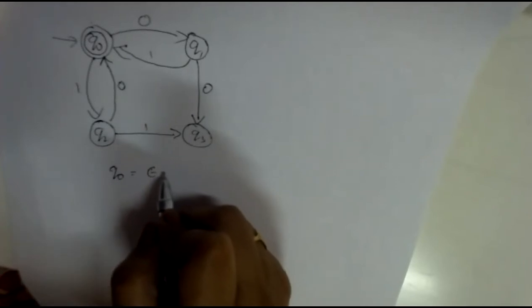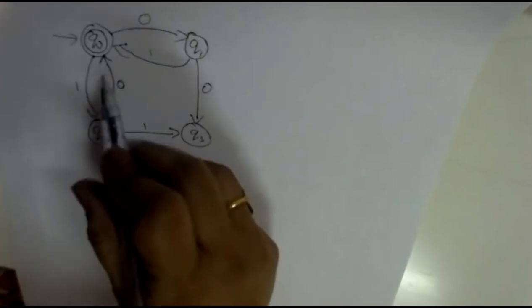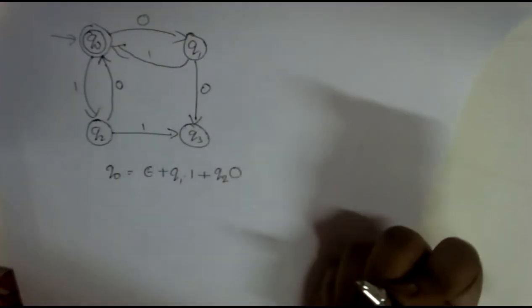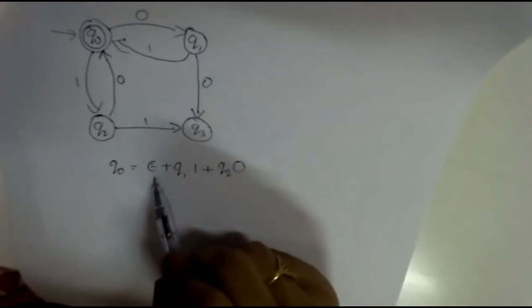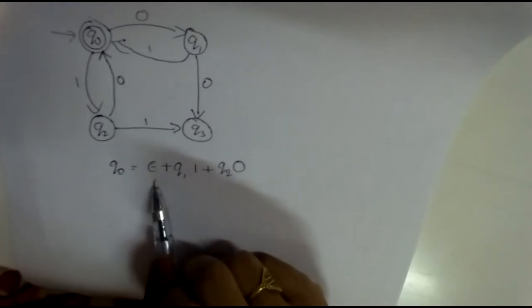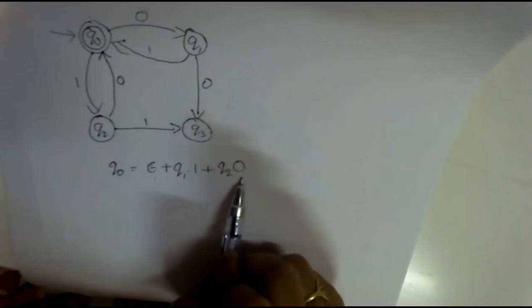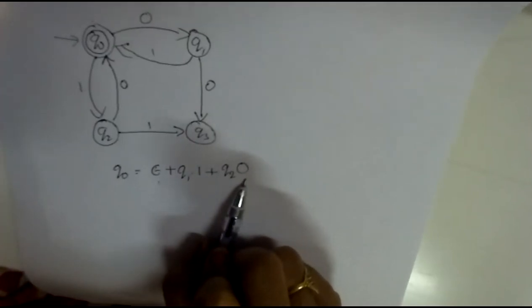And where is epsilon? Q1 with 1, and Q2 with 0. Snehal, even you missed epsilon. Please don't miss epsilon. If you miss epsilon, your answer may go wrong. Yes, Utkarsh, right. Q1, 1, Q2, 0. Students, if you have any doubt, stop me. We'll clear that first and then we'll move on.